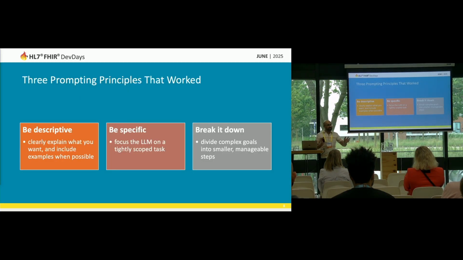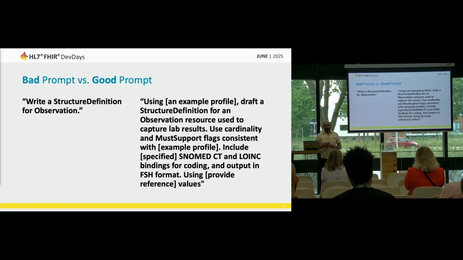So I think now I'm going to shift basically into a lesson that we learned in terms of how to prompt for good outcomes here. And we found that being descriptive, being specific, and then being very small and sort of chunking your prompts into really simple things was really effective. Being vague yielded really terrible results, and being really specific and even getting down to the level of saying, like, I want this set of SNOMED codes in my profile from this value set, yielded much, much better results.